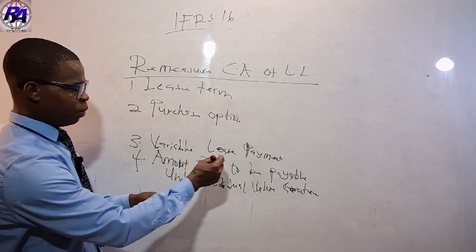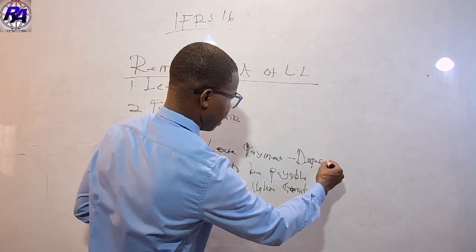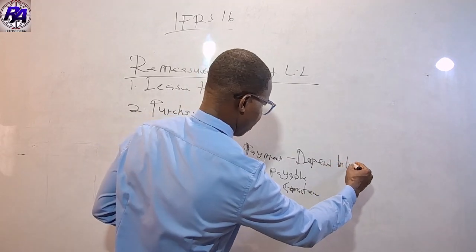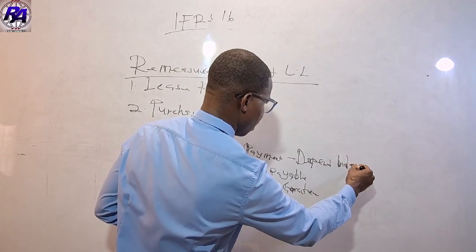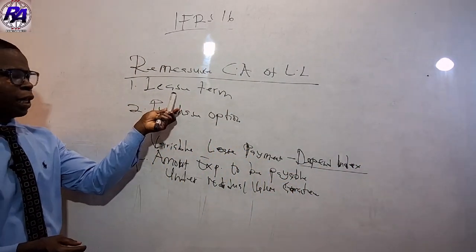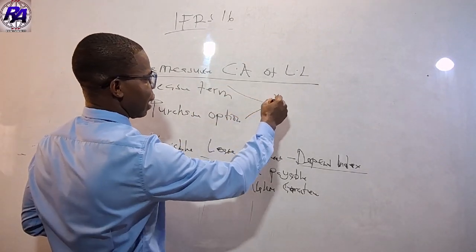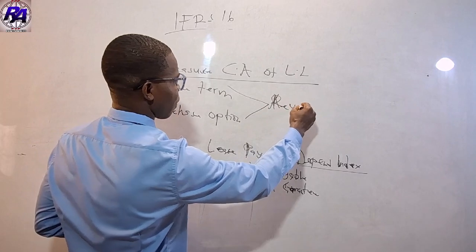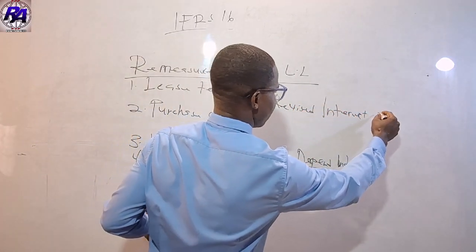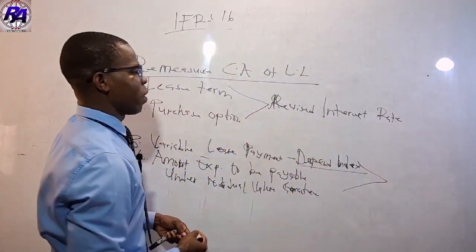Now, this variable lease payment is the one that depends on an index. I have thrown some light on this already. So let's take it from the lease term. When it is a change in lease term, this may probably come with a revised interest rate. But with these two, it might not come with a revised interest rate.